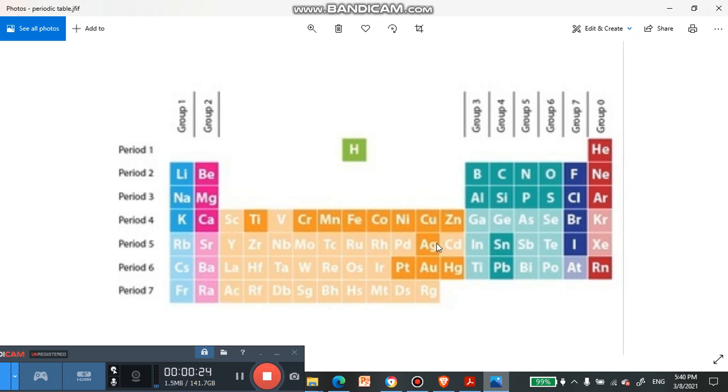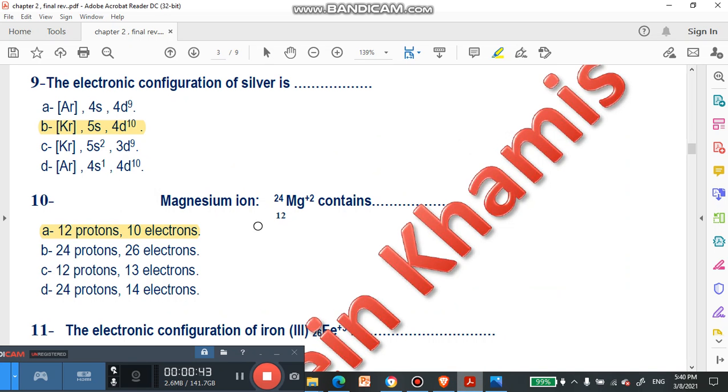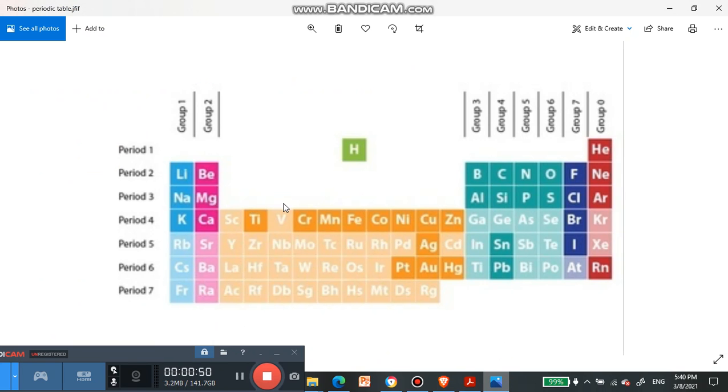Okay, if we are going to make the electronic configuration, we will take the previous inert gas. We have krypton, and after that we have period 5, we have 5s2. Okay, then we will follow it by 4d. We have here 4d. When you are looking at the place of silver, here we have 10 electrons, 4d10. So the right answer will be here krypton 5s2 3d10.